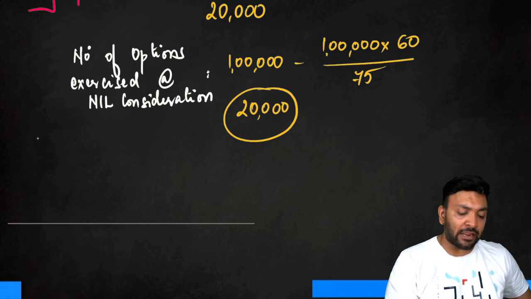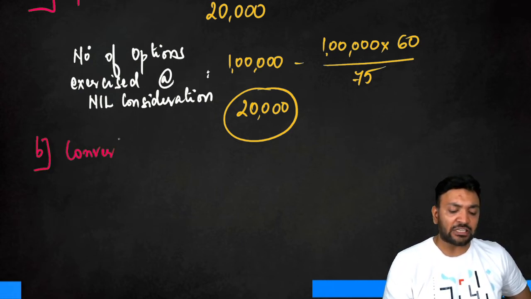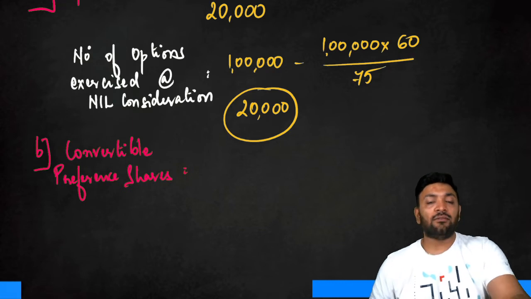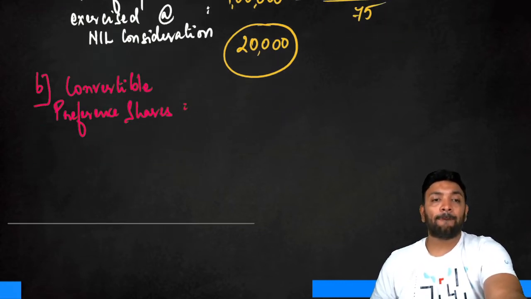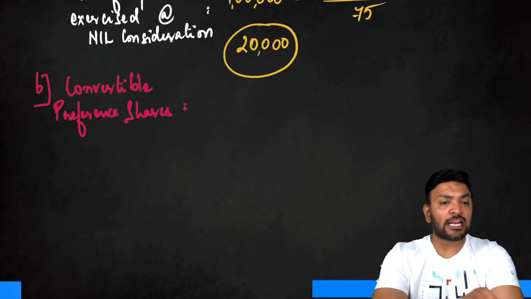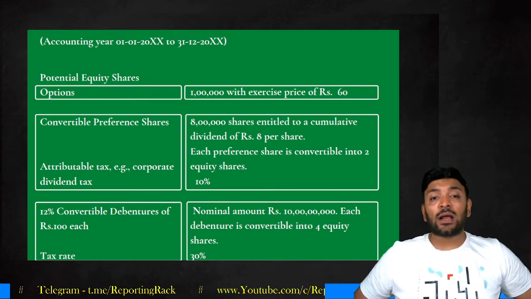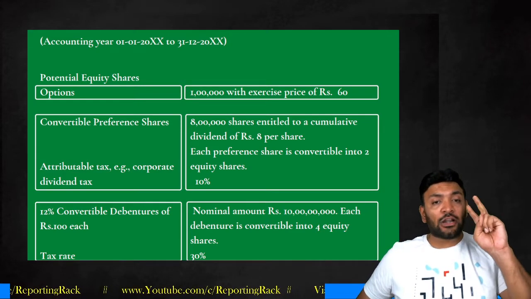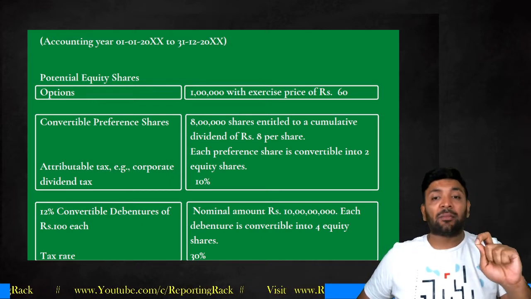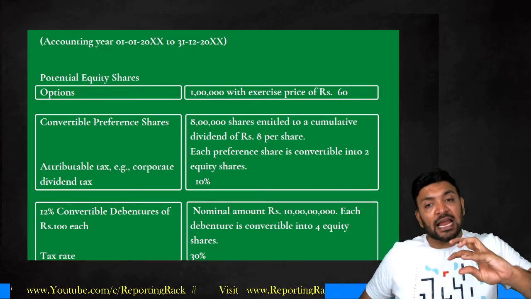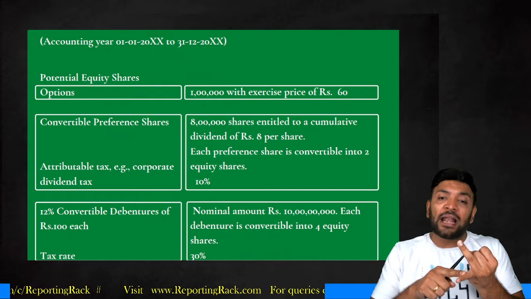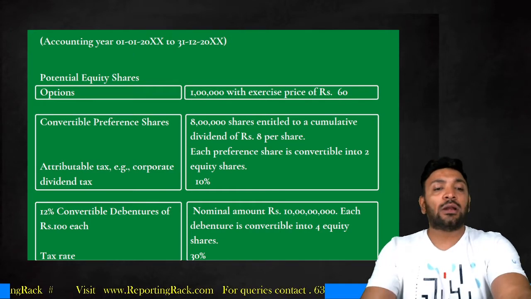The second dilution factor, part B, is convertible preference shares. Again, follow the same principle: increase in PACE by increase in VANE's. For convertible preference shares, you already know the conversion. There are 8 lakh shares, each entitled to receive a dividend of 8 rupees per share, and each preference share can be converted into 2 equity shares. There is a corporate dividend tax applicable on payment of dividend at 10%. If these preference shares get converted into equity shares, what will be the increase in PACE? The preference dividend plus the corporate dividend tax, because if I don't pay dividend, I won't pay tax on the dividend either. Therefore, look at how I write this value.